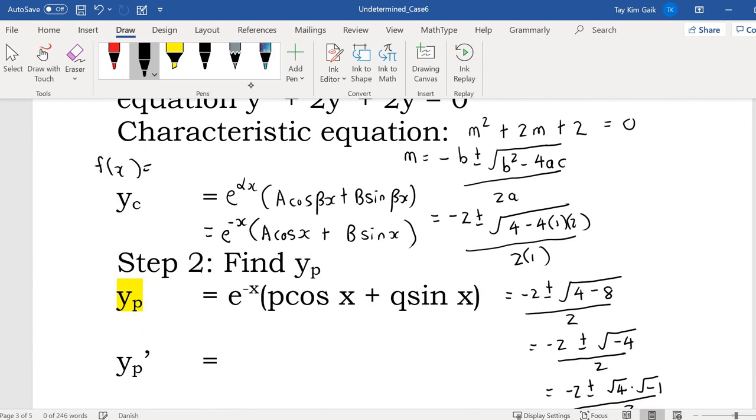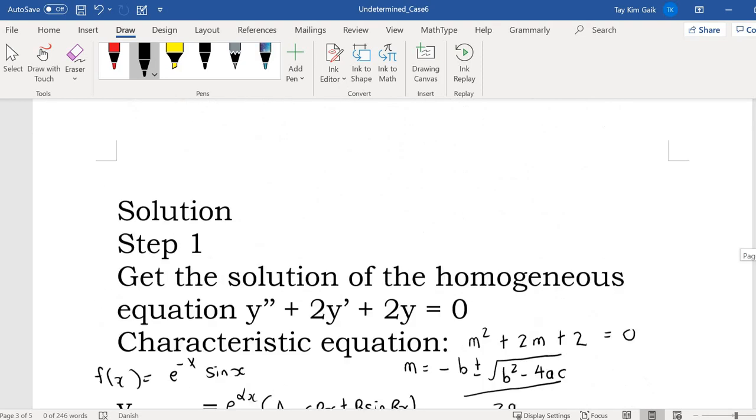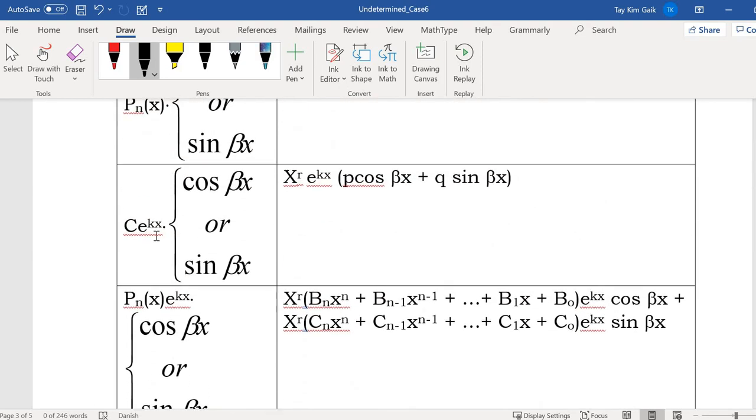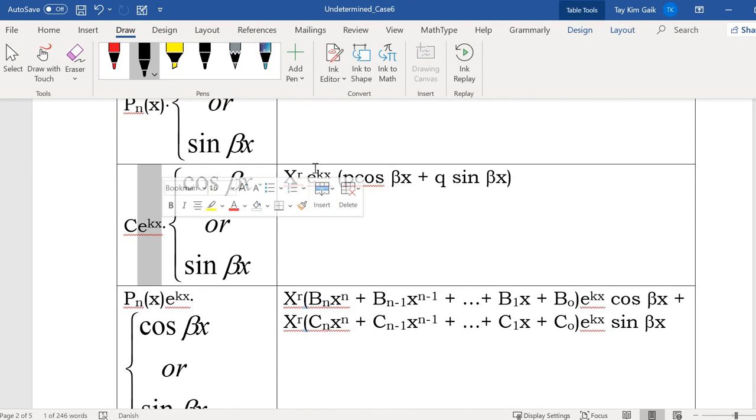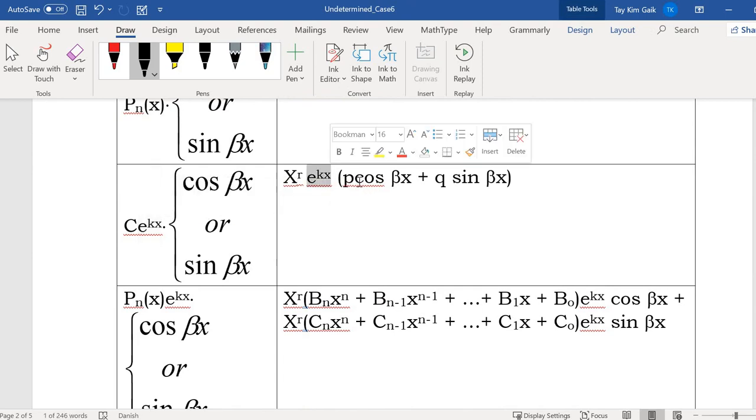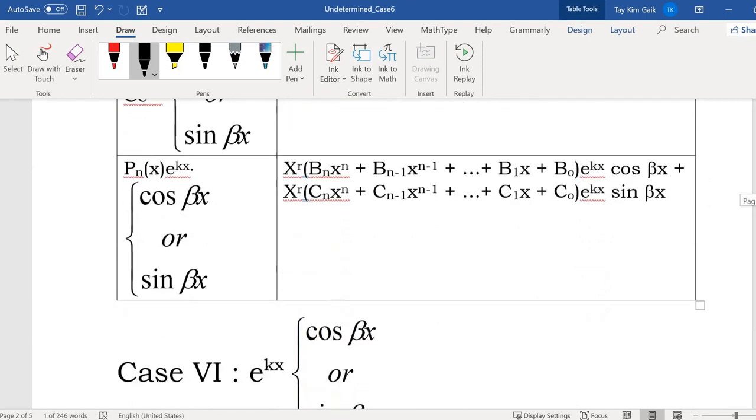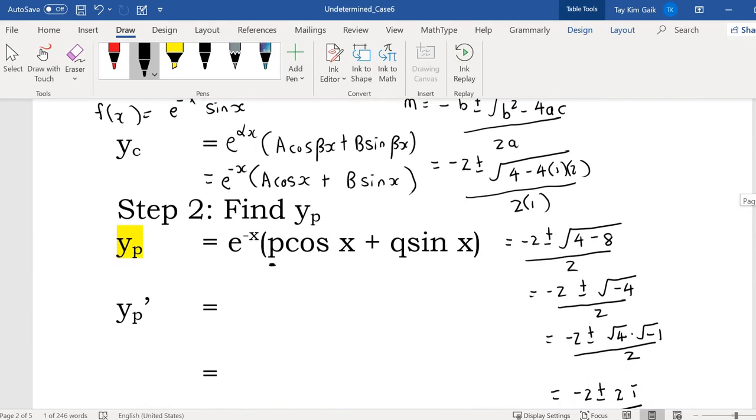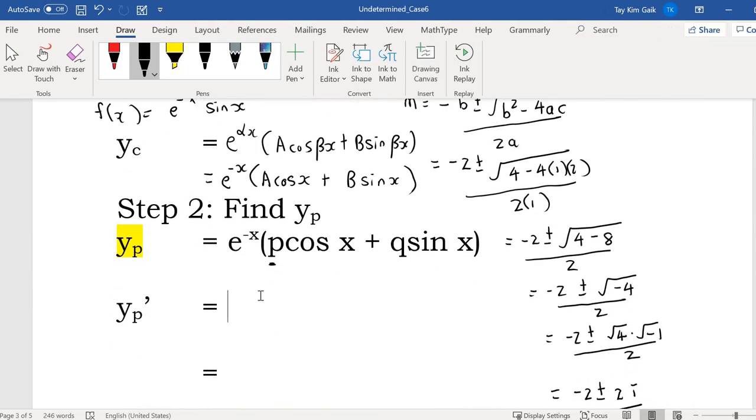That's why the yp has e^(-x), because your f(x) is actually e^(-x) sin x. Hence the yp will be e^(-x)(p cos βx plus q sin βx) based on this table here: e^(kx), and then p cos βx, q sin βx. Okay. After that, we have to check whether this yp clashes with the yc.